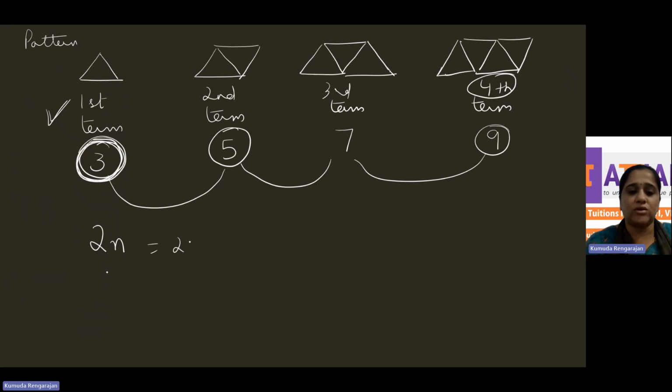So what is it? 2 into 4. Correct? What is 2 into 4? 8. But what's the answer for the fourth term? 9. You have only 8. How will 8 become 9? Plus 1. So 2n plus 1 is the rule.